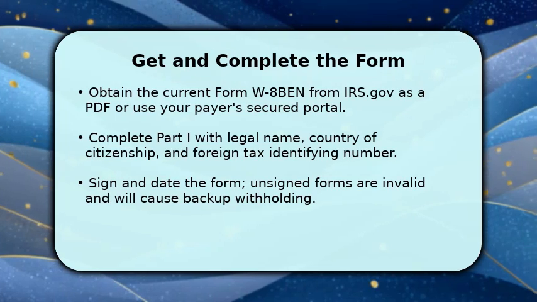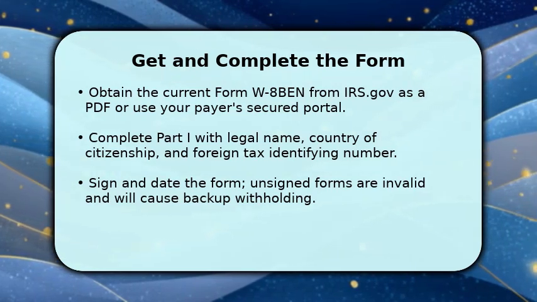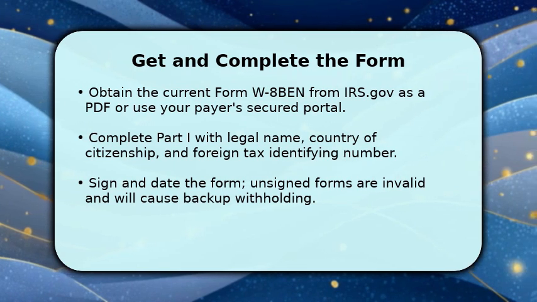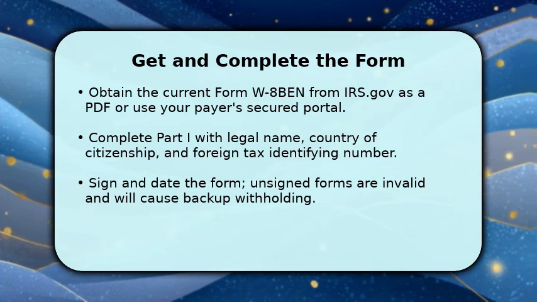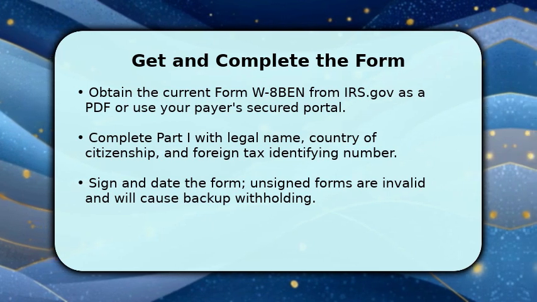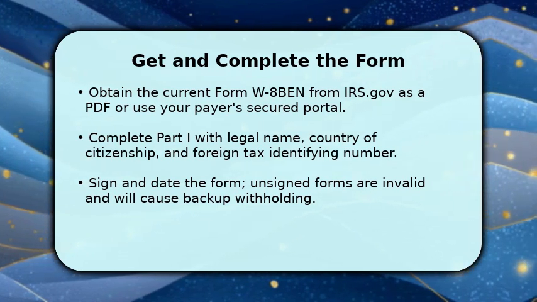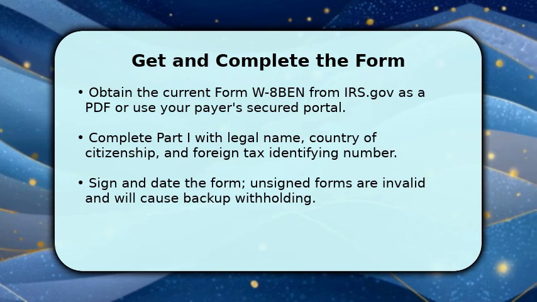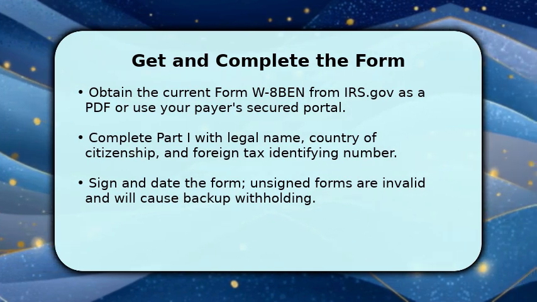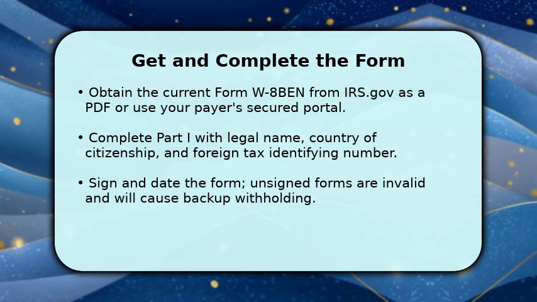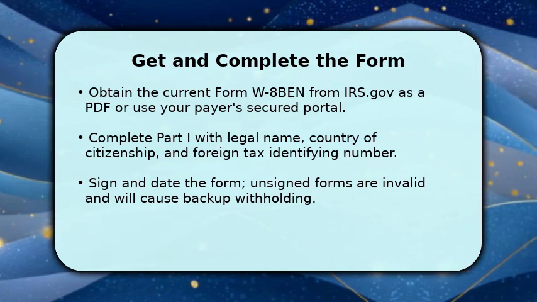Obtain the current Form W-8BEN from IRS.gov as a PDF or use your payer's secured portal, and always confirm you have the latest revision date before filling. Complete Part I with legal name, country of citizenship, permanent address, mailing address if different, and foreign tax identifying number or U.S. ITIN if you have one.